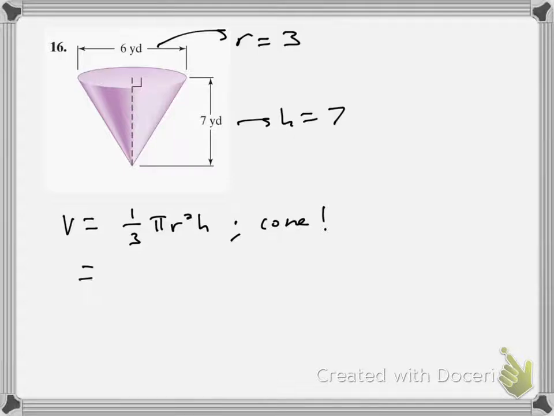So I can plug all this in. This is not hard. Pi times 3 squared times 7. And then divide that by 3 or multiply by a third. And I get approximately, whenever I'm rounding, I need to put a little approximately equal sign.